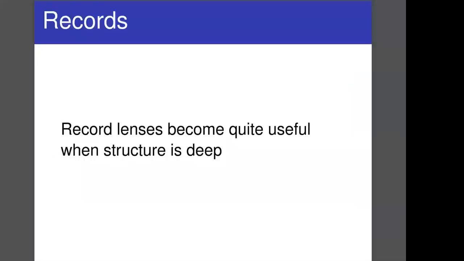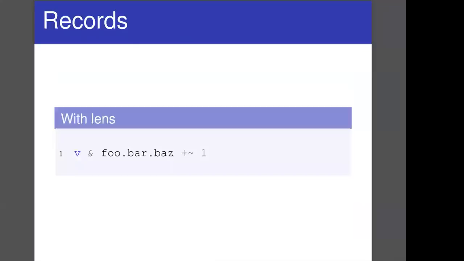So record lenses become really useful when structure gets deep. And this example I'm going to give you is just record structure, like records referring to records referring to records. When you get to the day when you have a record with a map whose values are lists of other records, then you will find the true power of lens. So here is a nested record accessor. This is record of record of record, where I'm reaching in to the bottom record and I'm adding one to what's in that field.